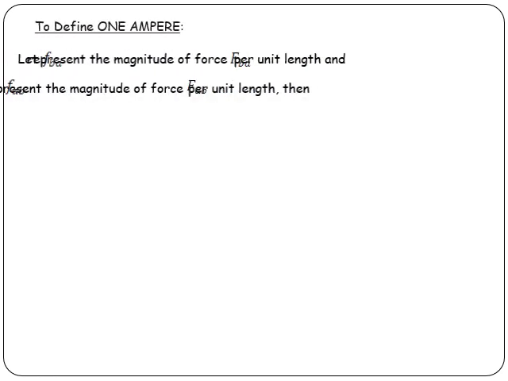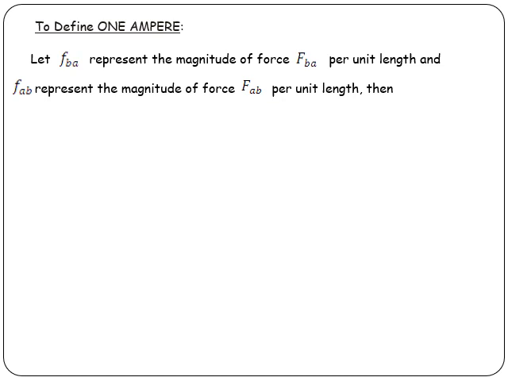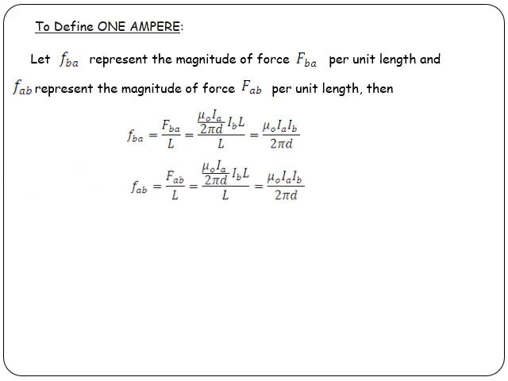Let us see how to define 1 ampere. To define 1 ampere, we will consider small FBA to represent the magnitude of force capital FBA per unit length, and similarly small FAB represents the magnitude of force capital FAB per unit length. So small FBA is equal to capital FBA divided by L. When you substitute the formula for force, L and L cancel out. So small FBA is equal to mu naught IA IB divided by 2 pi d. The similar thing happens to FAB as well.